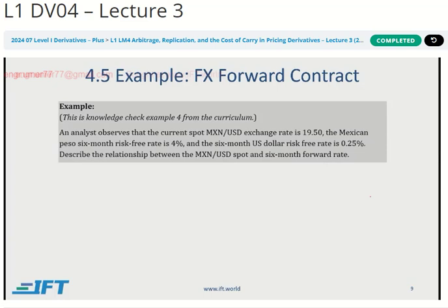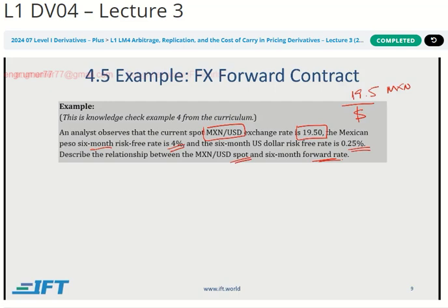Let's apply this to an example, so at least we know how to solve the question in the exam. Let's say the MXN, the Mexican peso, to USD exchange rate is 19.5. What that means is for each $1 you can get 19.5 Mexican pesos. The 6-month risk-free rate is 4%. The 6-month US dollar risk-free rate is 0.25%. Describe the relationship between the spot rate and the forward rate.